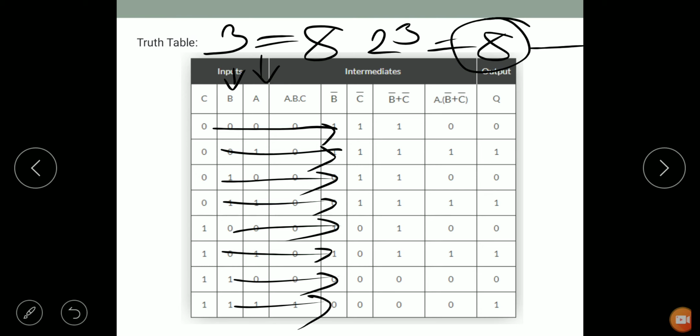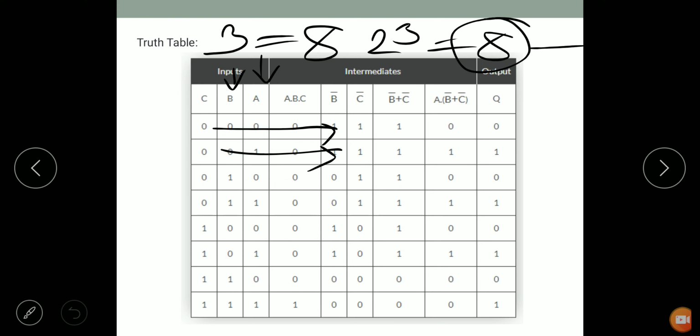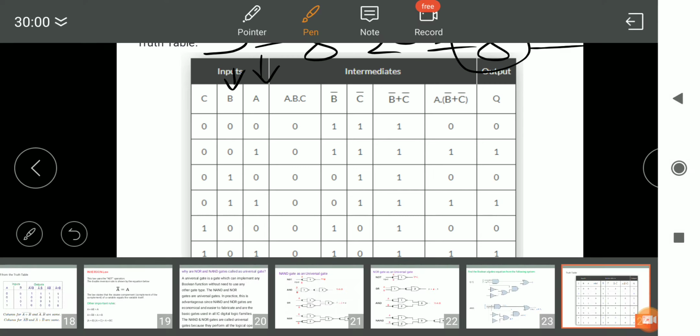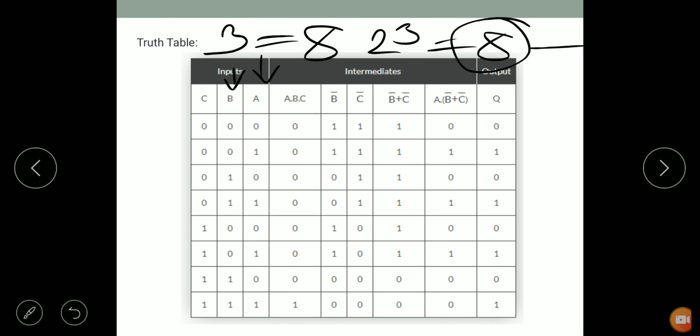So addition of this means what? B bar plus C bar. Then addition of this: 1 plus 1 is 1, 1 plus 1 is 1, 0 plus 1 is 1, 0 plus 1 is 1, 1 plus 0 is 1, 1 plus 0 is 1, 0 plus 0 is 0, 0 plus 0 is 0. Okay, now A dot B bar plus C.